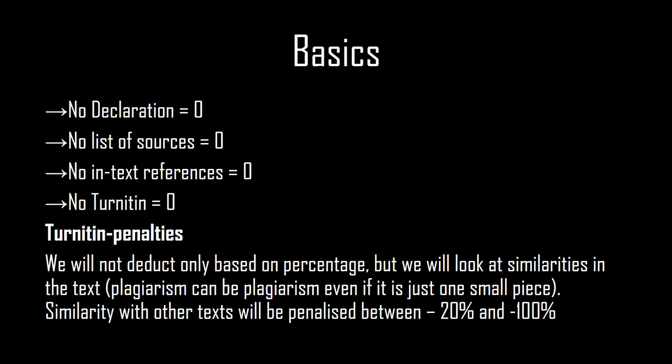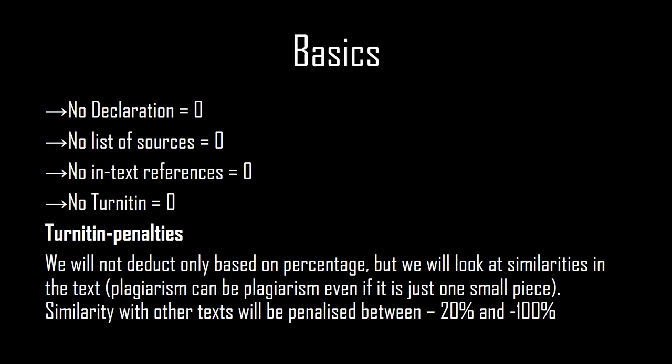Just about the more serious deductions and penalties we are going to use in marking your assignments. If you don't have a declaration of your own work, you will get a 0. If you don't have a list of sources, if you don't have in-text references, and if you don't have that Turnitin, you will have 0 for assignment 1.